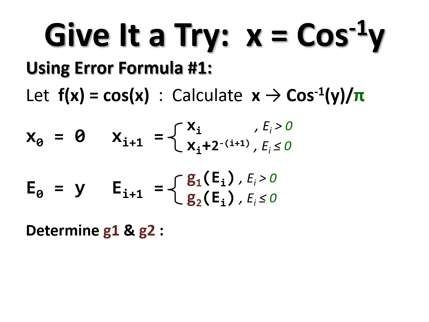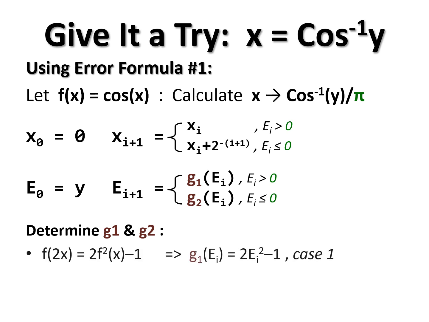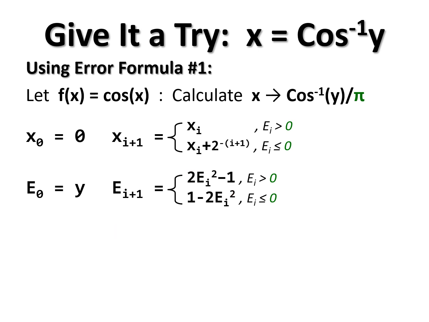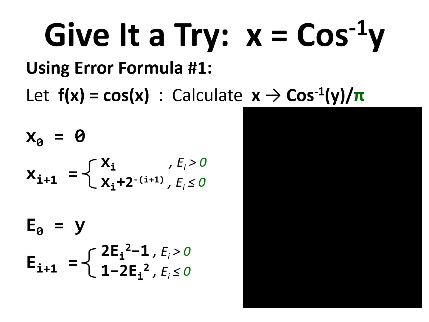So now we specify the g1 and g2 functions. The cosine double angle identity says that cosine of 2x equals 2 cosine squared of x minus 1. So that's our g1 function. Take its argument, square it, double it, and subtract 1. And we already know that the g2 function is the opposite of g1. So make that replacement, and this is the arccosine algorithm.